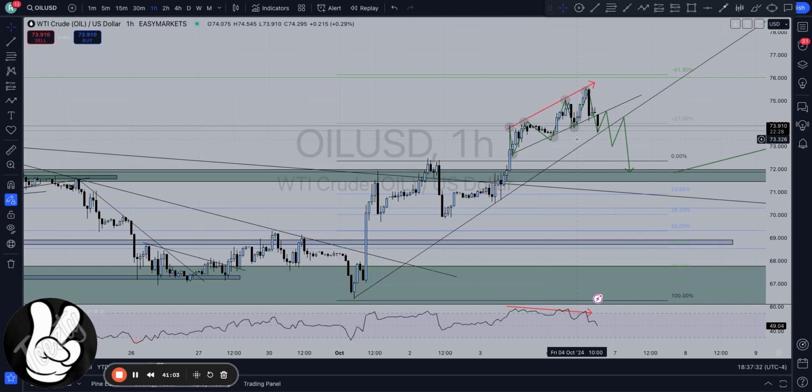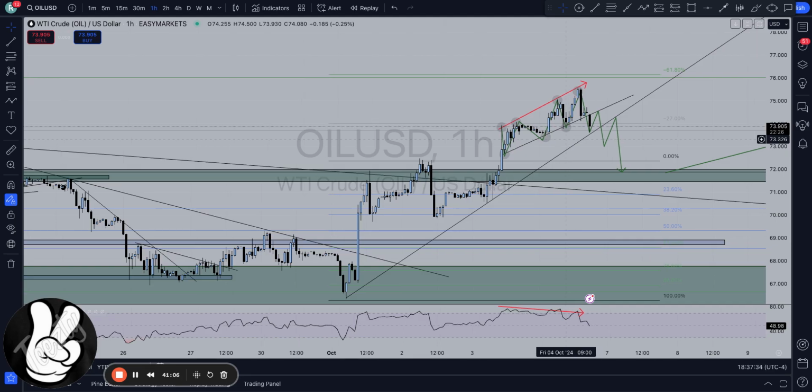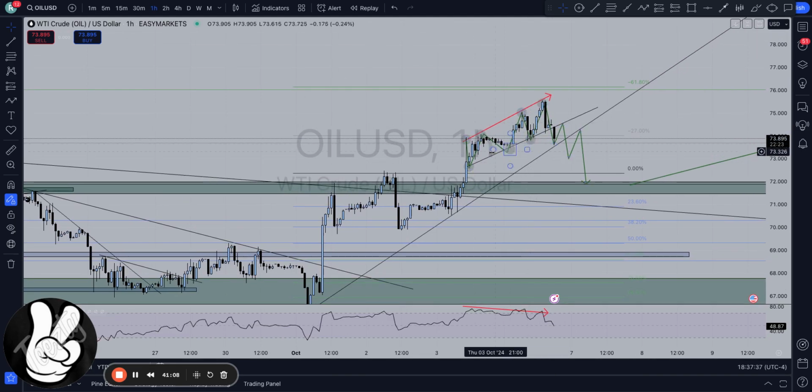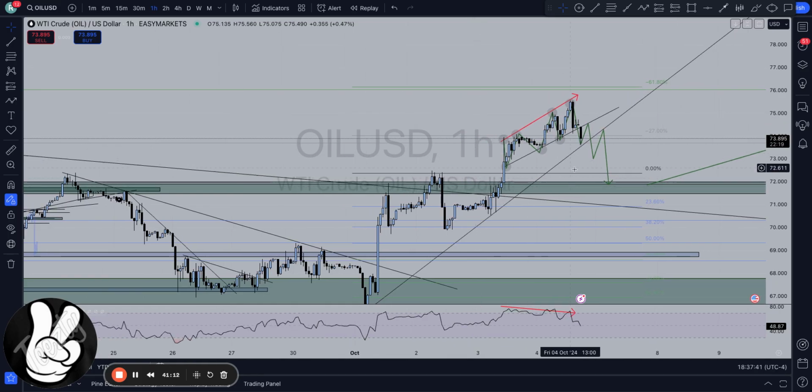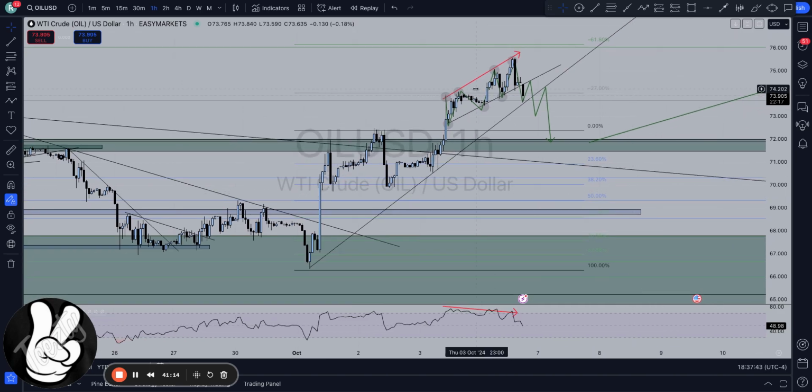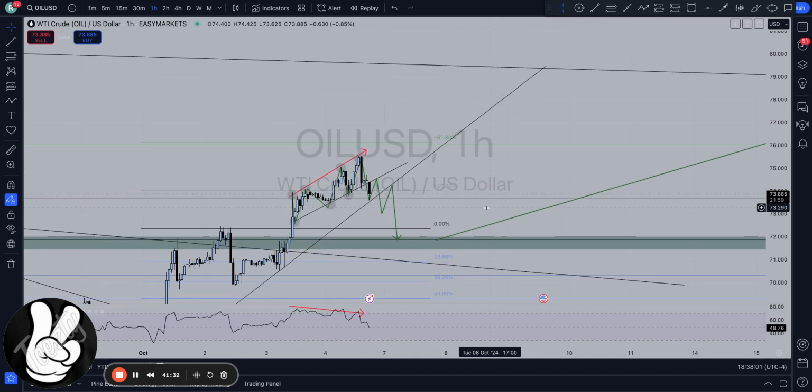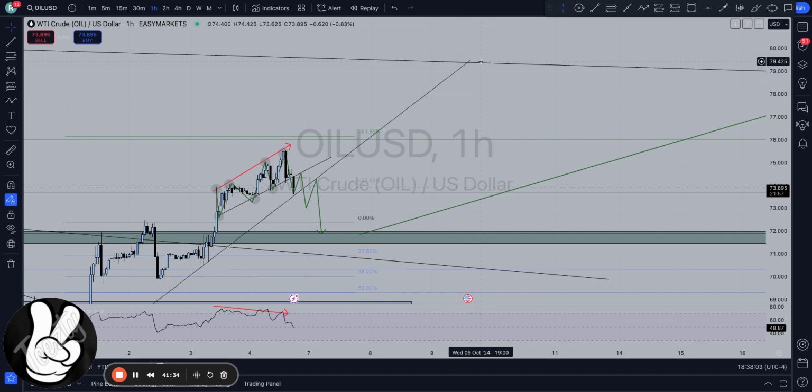Yeah, so that's that. So oil is pretty clear. Well, we have divergence. We have divergence that's starting to finish. And then once we come back and retest this trend line right here, if it breaks this trend line and retests, it's coming down to this green level.